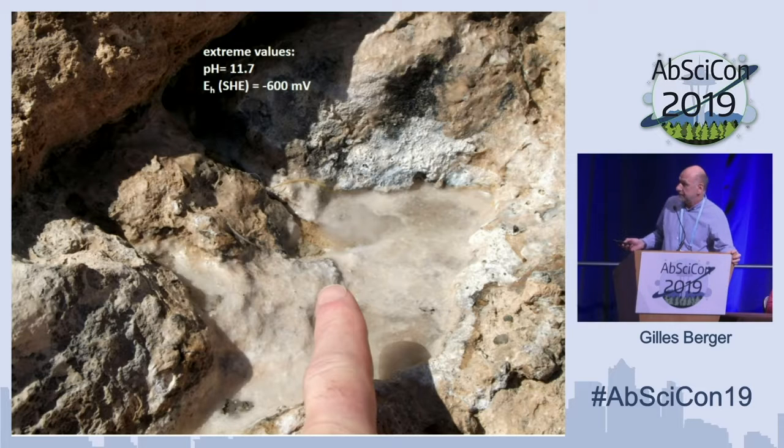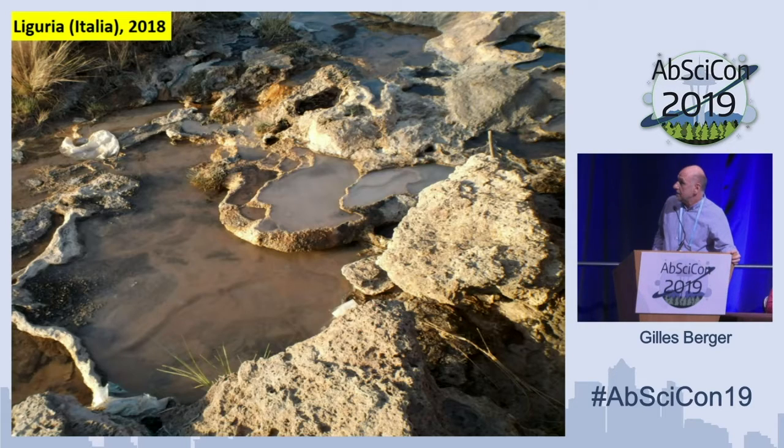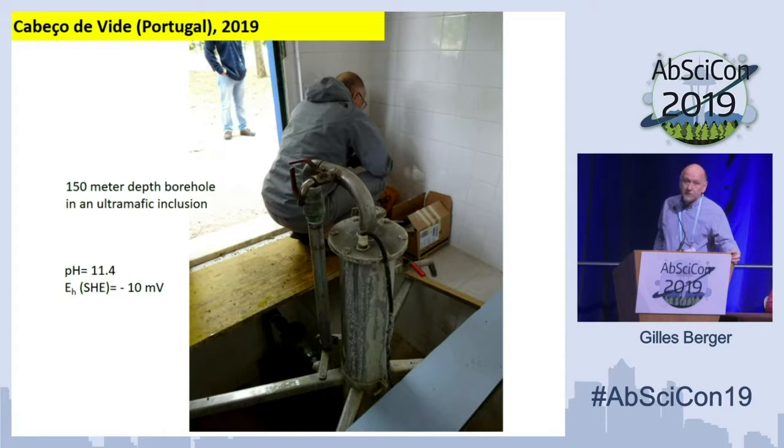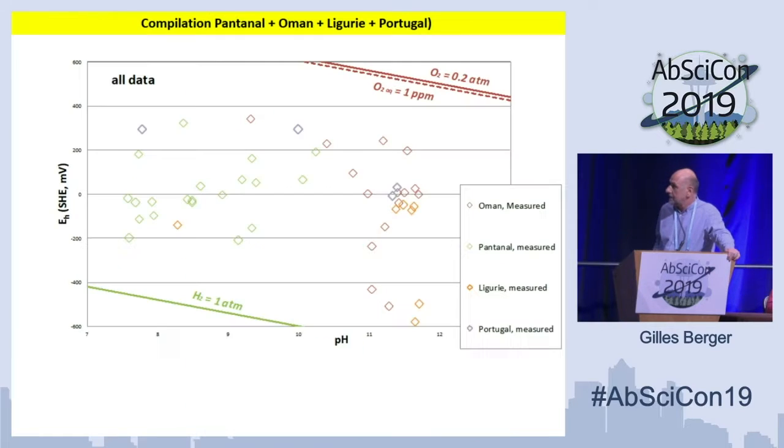They are very extreme. In Liguria, Italy, we found hydrazine again in similar springs. We have here a picture of a very nice spring forming a natural pool. And 2 weeks ago, we sampled alkaline solution from 150-meter-deep boreholes in ultramafic inclusions, and we found hydrazine again. So let's return to the chemistry.